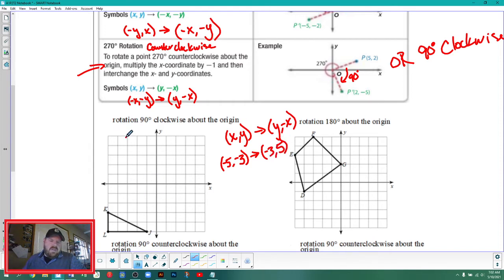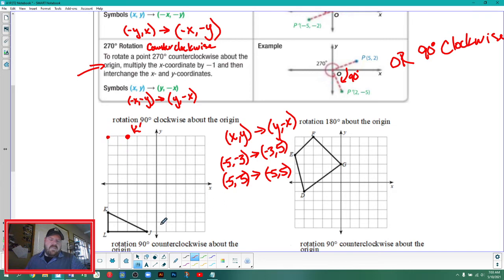Negative 3, positive 5. That's going to be K prime. For L prime, L is at negative 5, negative 5. So we make the one in the x position its opposite and move it to the end. So we turn negative 5 into 5 and we move it to the end. So I have negative 5, positive 5.